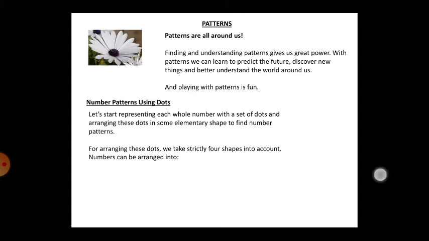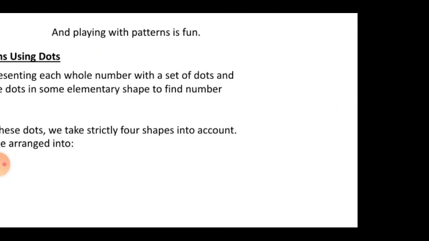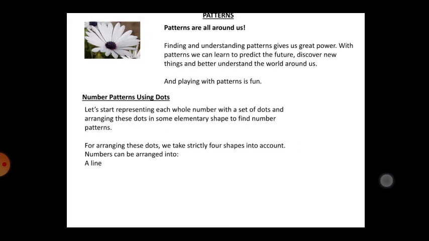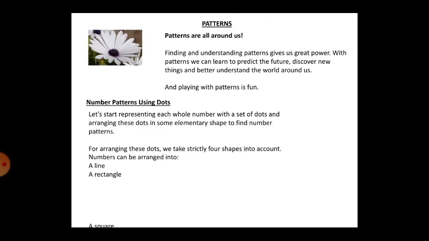Numbers can be arranged into a line, a rectangle, a square, and a triangle. So these are the 4 ways we can represent the dots. First we will see the line. Every number can be arranged in a line.